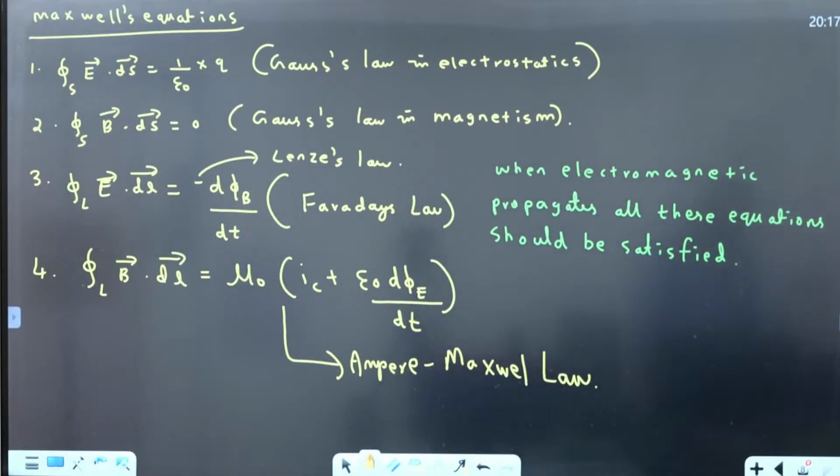All of you noted? All the 4 equations noted?